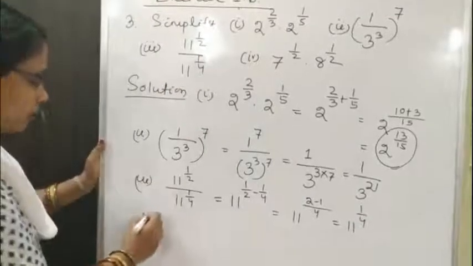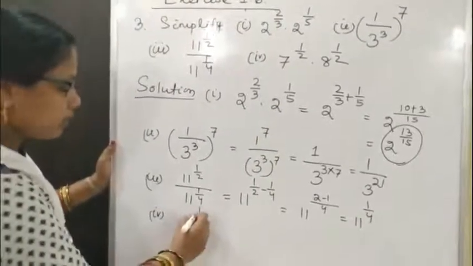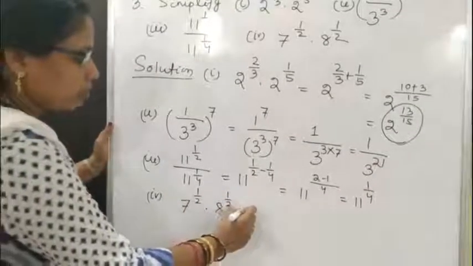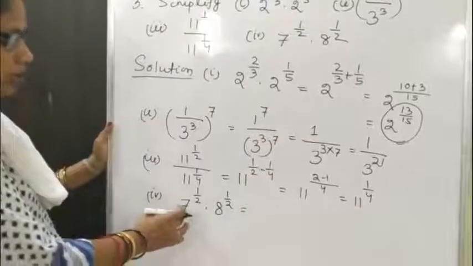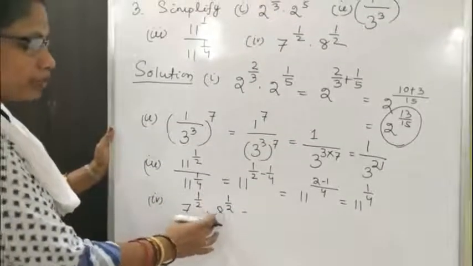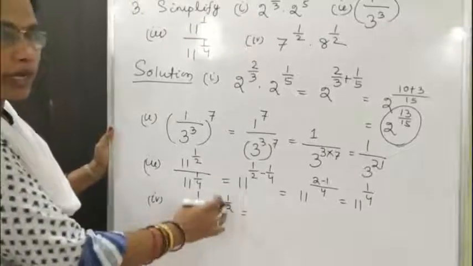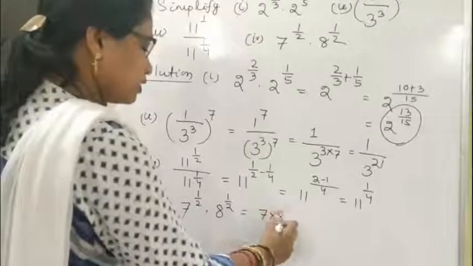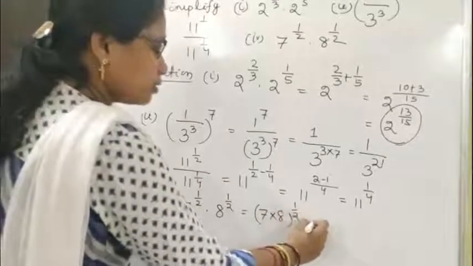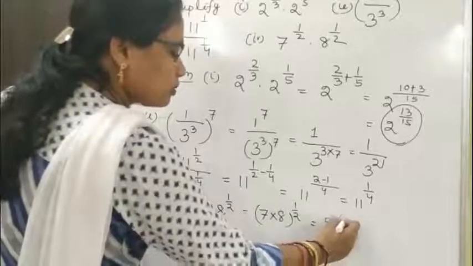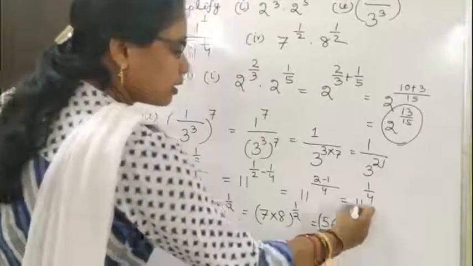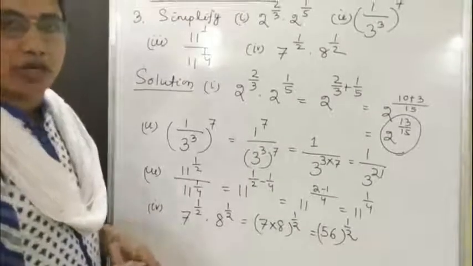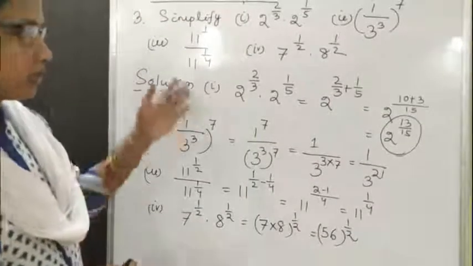Then the fourth one, that is 7 to the power 1 by 2 multiplied with 8 to the power 1 by 2. So this is the law: a to the power m into b to the power m is equal to ab whole to the power m. So this is 7 into 8, to the power 1 by 2. So this is equal to 56 to the power 1 by 2. So in this way we can apply the laws of exponents to simplify this type of problems.